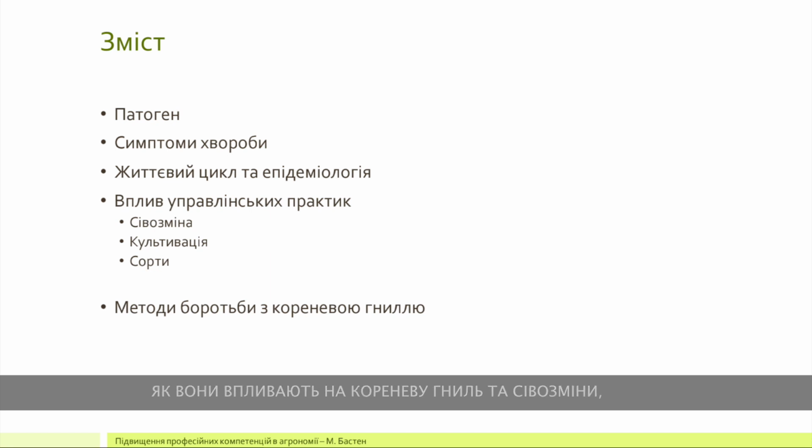And then we know about some management practices and how they affect the root rot. Crop rotation is one very important point here. And then cultivation and varieties are also important to consider as measures to combat. And finally, I would conclude on messages. What can we do about root rot in the field?